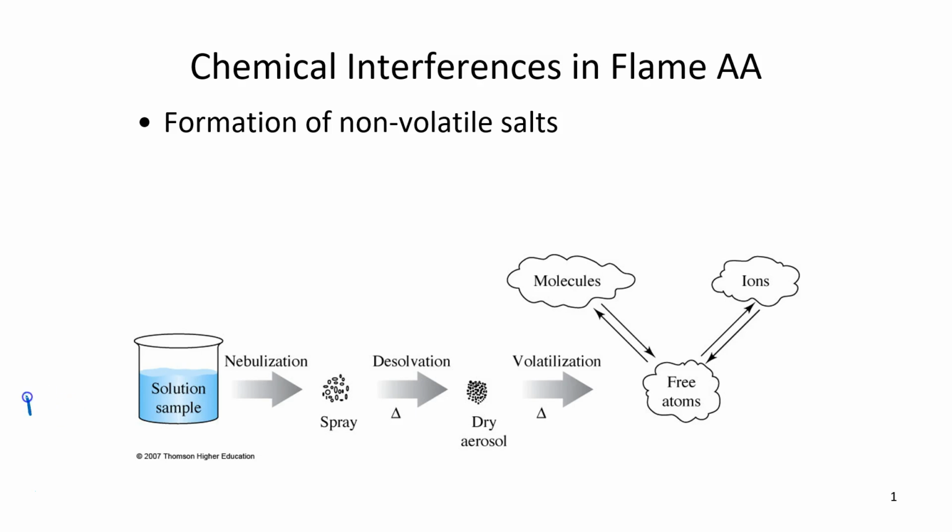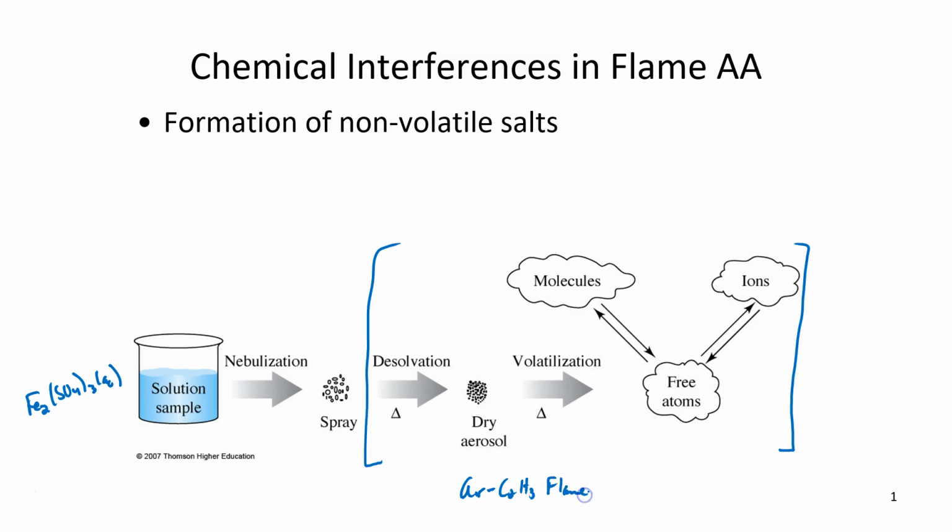The first one is the formation of non-volatile salts. So you may remember that example I've given you in a couple of the previous videos, how if your sample matrix is high in sulfate, it may form in your solution and you may be able to nebulize it, but once you reach the flame, especially if you're limited to an air acetylene flame, you will not be able to create these gaseous iron atoms. So that would be the non-volatile salt formation.